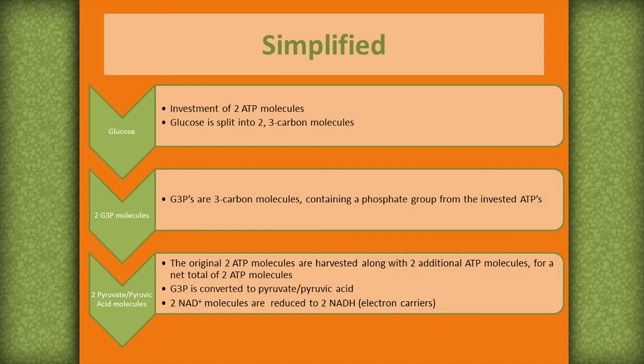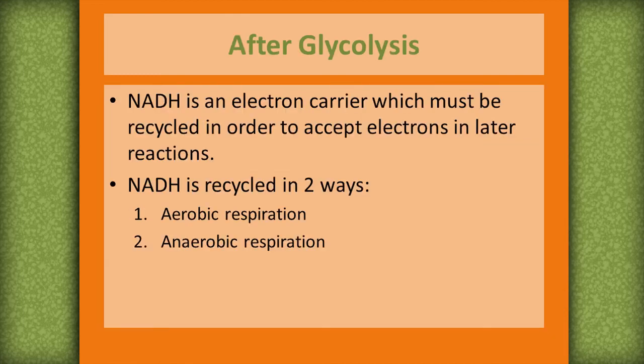molecules. The G3P is converted to pyruvate or pyruvic acid, and the 2 NAD positive molecules are reduced to NADH, also known as those electron carriers. After glycolysis, the NADH is shunted to the electron transport chain, where it loses the hydrogen molecule and is recycled in order to accept more electrons later on. The NADH is recycled in 2 ways, via aerobic respiration and anaerobic respiration.